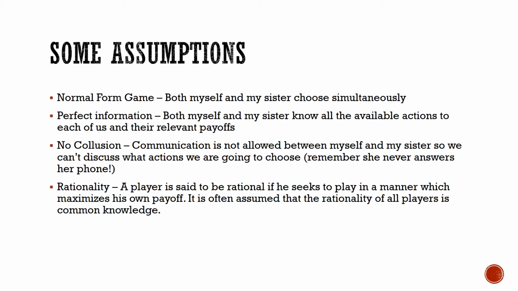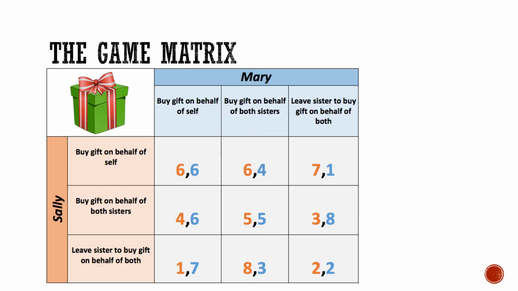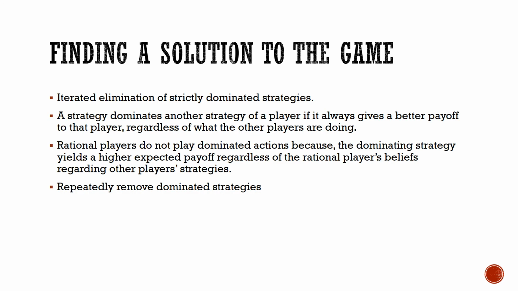Rationality. A player is said to be rational if he seeks to play in a manner which maximises his own payoff. It is often assumed that the rationality of all players is common knowledge. This is the game matrix, so you can see myself and my sister and our 3 possible actions. So, finding a solution to the game.